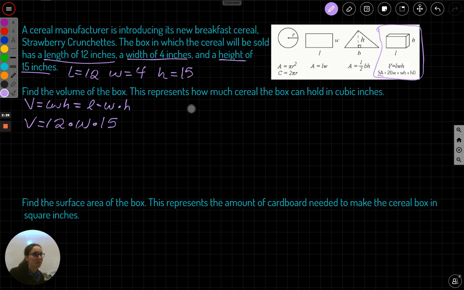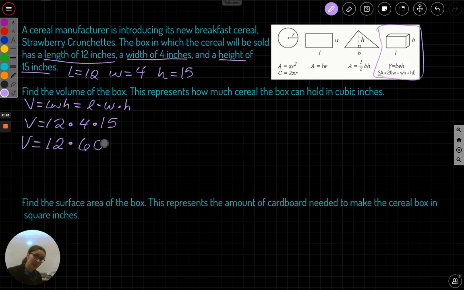And then I wrote W instead of 4. Whoopsies. So W, which is 4. There we go. So now I've got 12 times 4 times 15. And I'm going to do 4 times 15 first this time. V equals 12 times, what is 4 times 15? Well, I know 2 times 15 is 30, so 4 times 15 is 60.